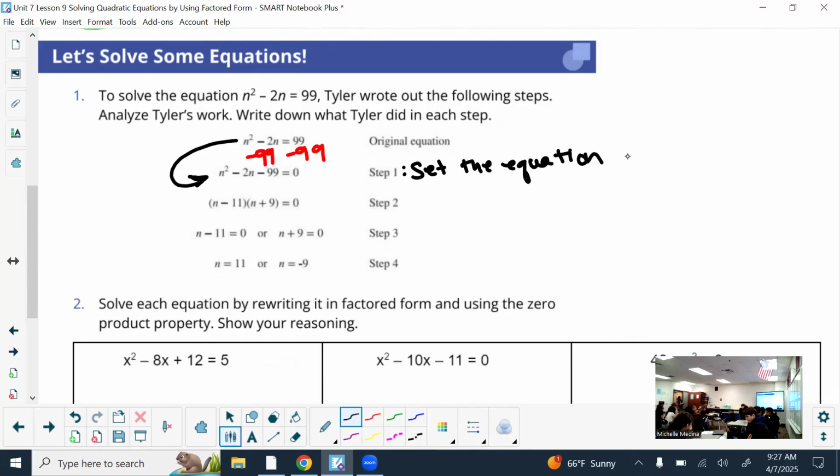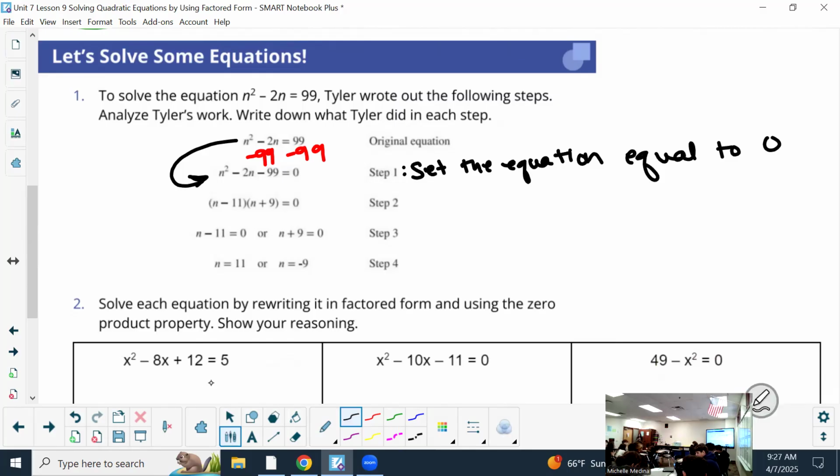So step 1, set the equation equal to 0. It might be 0 already, like you can see some of the problems down here are already set equal to 0. Great, that saves us a step. But if it's not, we need to cancel it out by doing your inverse operations.